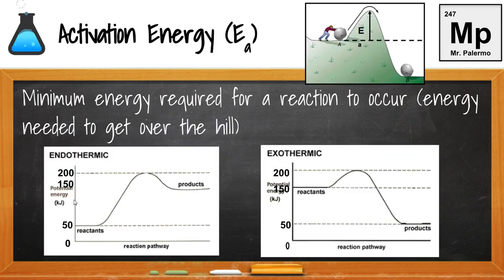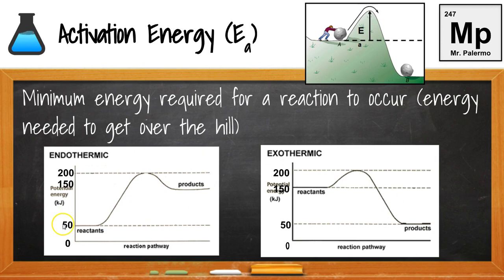The first part is the activation energy, or energy of activation. This is the minimum amount of energy that's required for a reaction to occur. So if you think of the diagram here, these bump diagrams, it's the energy needed to get over this hill, the initial hill. So I put some numbers here just so it makes it easier to understand what's going on.